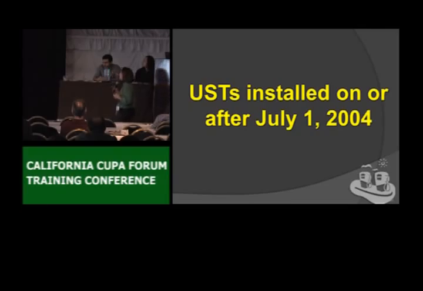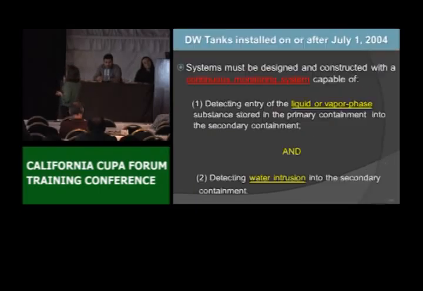Okay, so now I'm going to move on to UST systems installed on or after July 1st, 2004. So these are famously known as your VPH tanks. Are you familiar with that term? I know we just call them VPH. We know what that means. We know it's the post-2004 tanks. It's going to have the continuous monitoring. So that's our nickname.